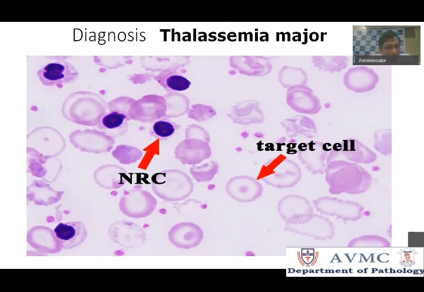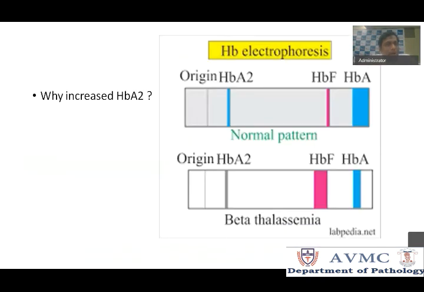So what is a confirmatory test? Again, HB electrophoresis for any hemoglobinopathies. If the question is asked what is a confirmatory test, you need to say HB electrophoresis and genetic testing. Okay, HB electrophoresis is good, but you can still confirm it to the next level by genetic testing. So with HB electrophoresis, what happens?